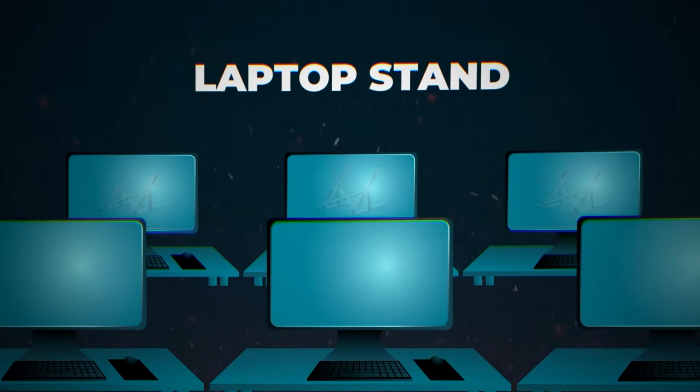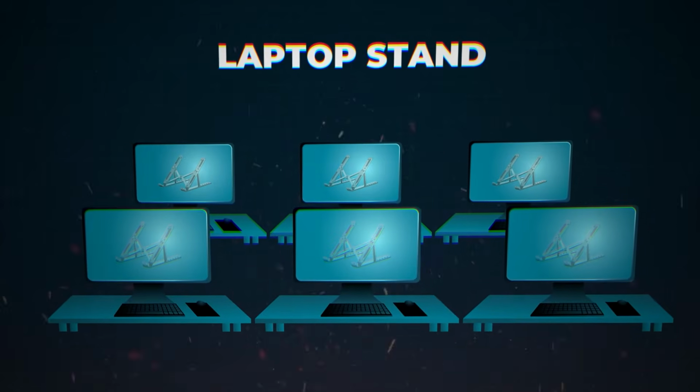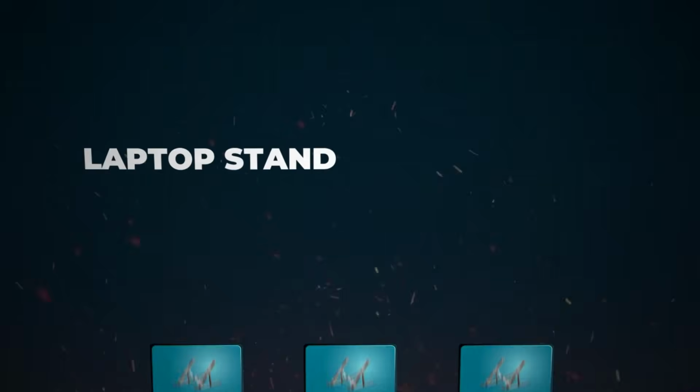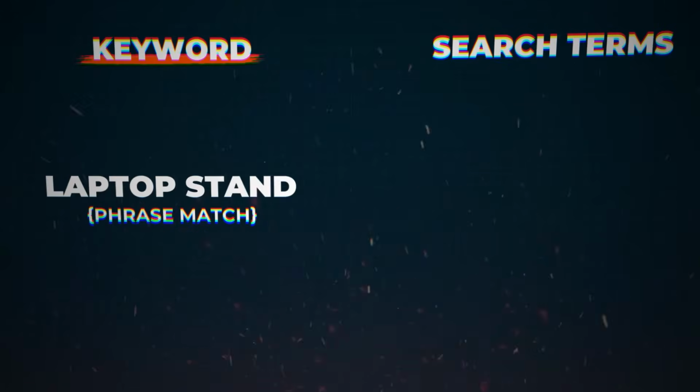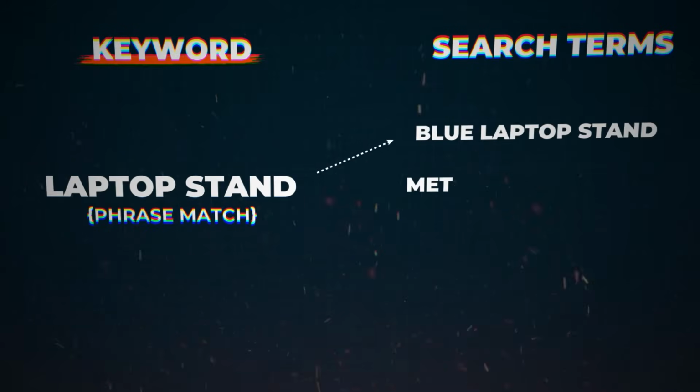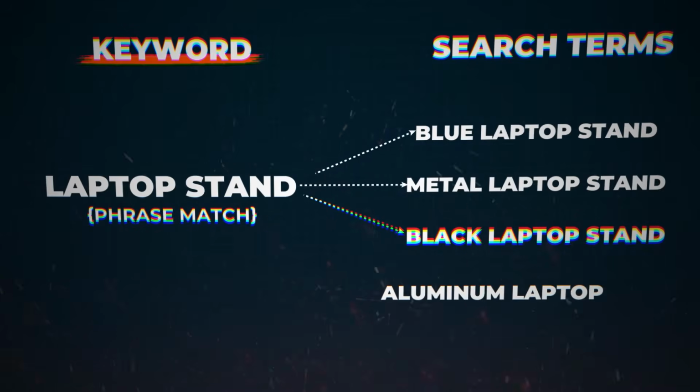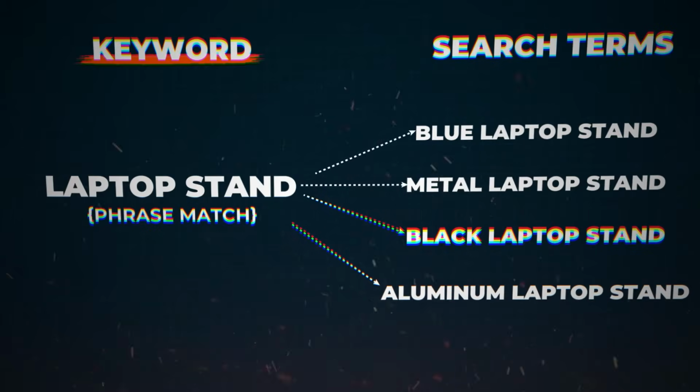Because those keywords are in phrase and broad match form, that campaign is going to be really powerful, because it's going to test your ads. It's going to display your ads on loads of different variations of search terms. So if you had the keyword laptop stand in phrase match form, your ad campaign is going to target blue laptop stand, metal laptop stand, black laptop stand, aluminium laptop stand, and all those different variations.